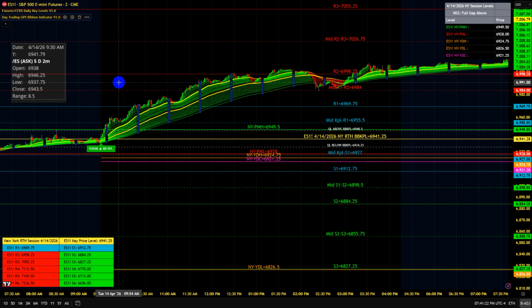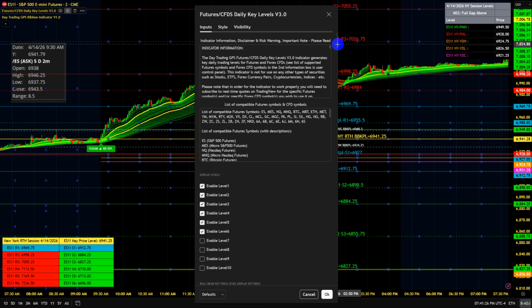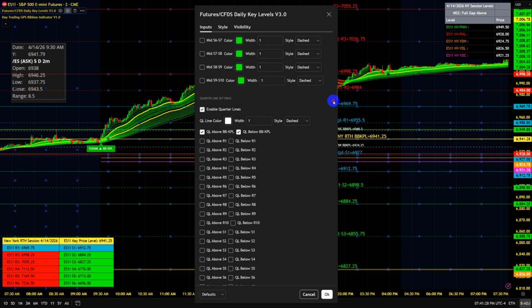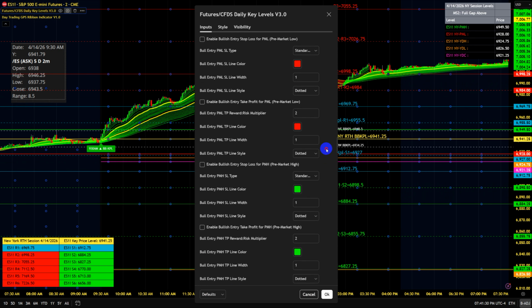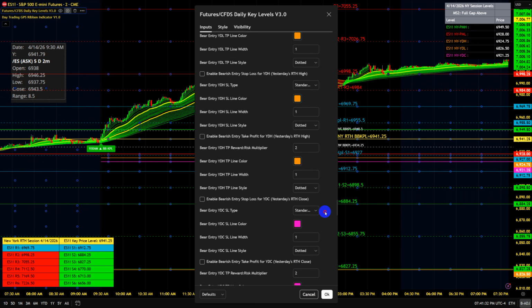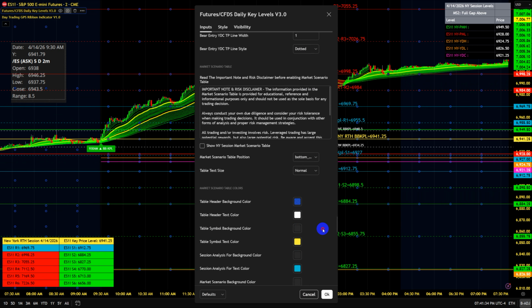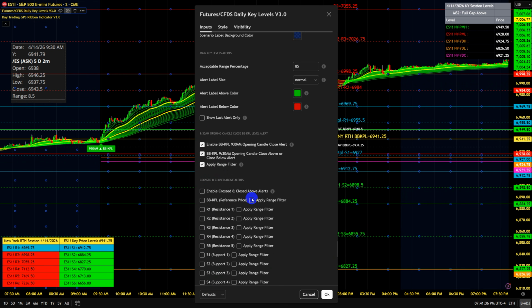Okay, so in the futures daily key levels V 3.0 indicator, there is a 9:30 a.m. BBKPL alert. That is going to be down here in the user control panel. Enable 9:30 BBKPL, 9:30 a.m. opening candle close alert, 9:30 a.m. opening candle close above or close below alert. Apply range filter.